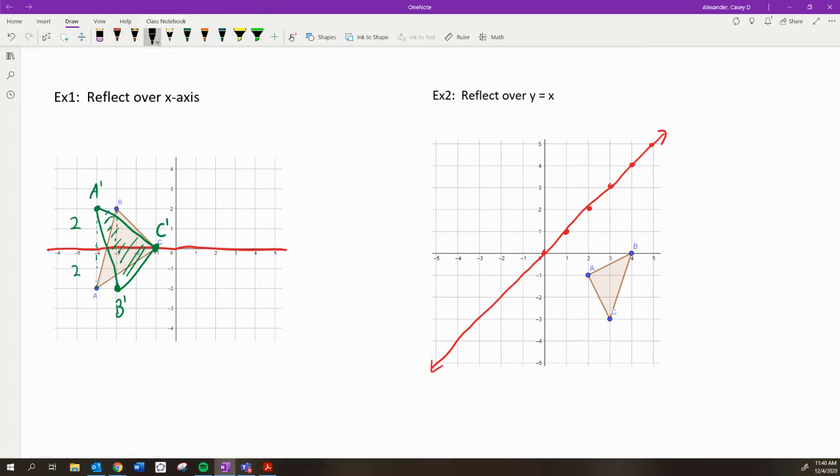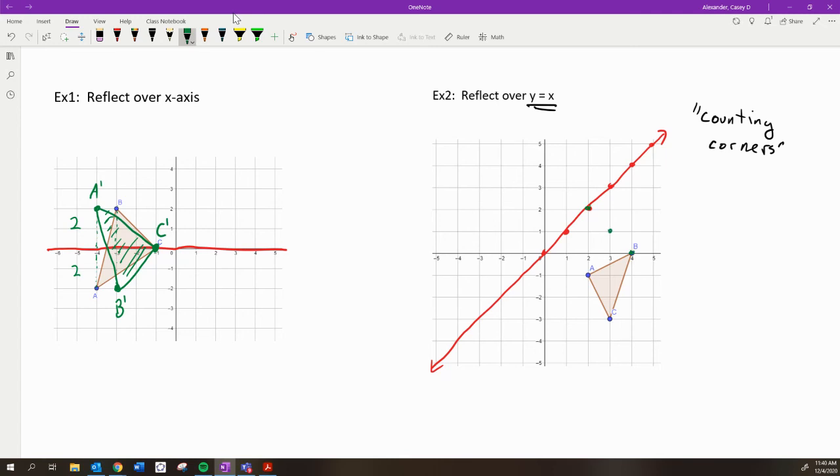And what I told the students in class is when I'm reflecting over these special lines, y equals x and y equals negative x, those have a slope of 1. So what you can do to count those distances, I call it counting corners. Because you want to measure the distance from each point to that line, along a perpendicular line. And without getting into the details, the way to do that is you can just go corner to corner.